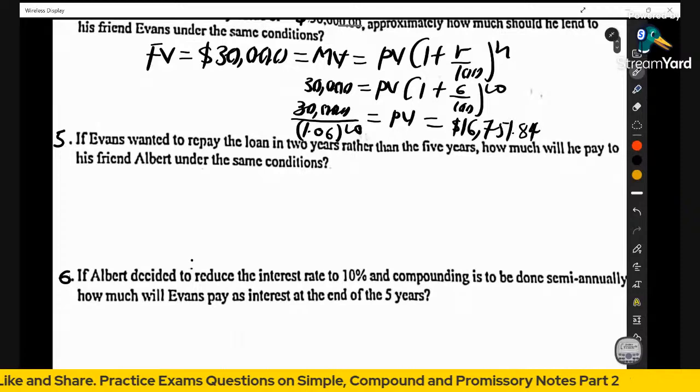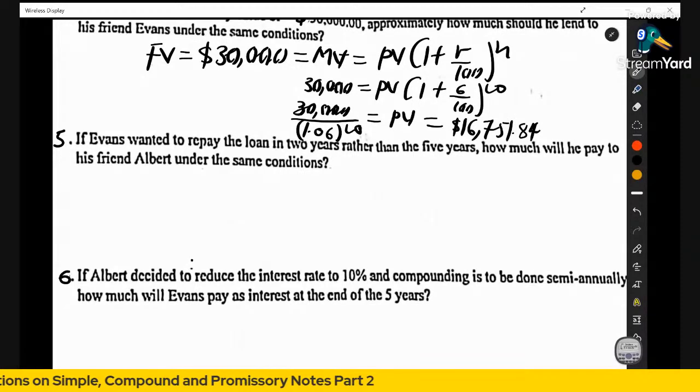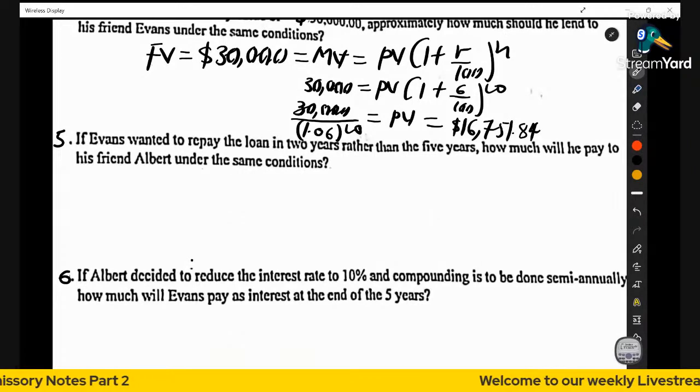All right, so question number 5. If Evans wanted to repay the loan, so now you see the examiner is trying to bring in changes in the parameters.